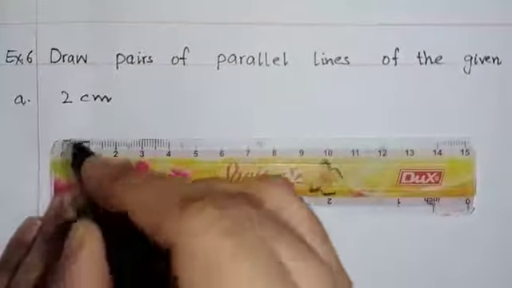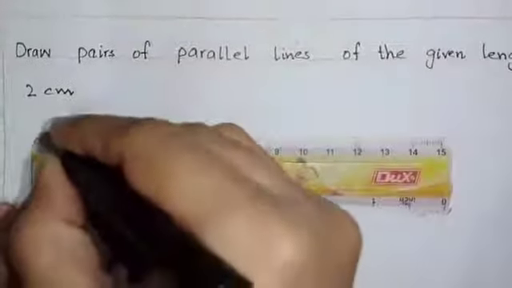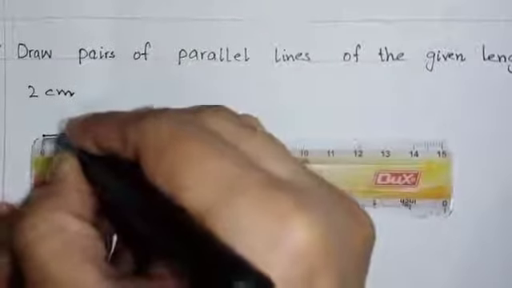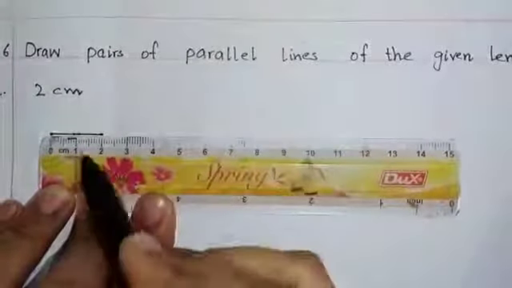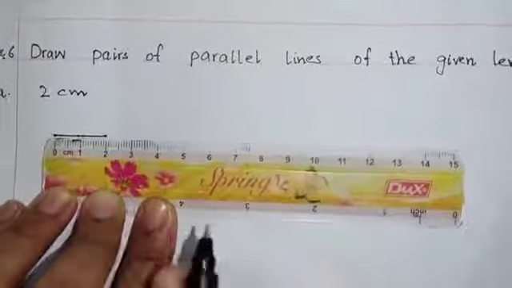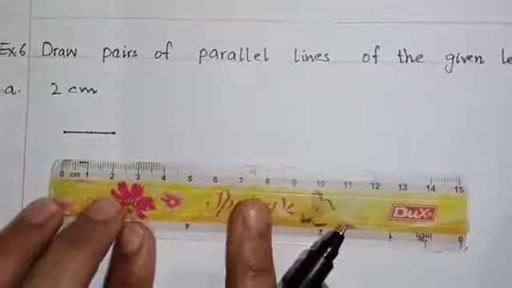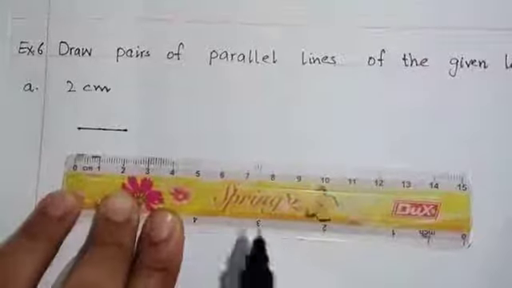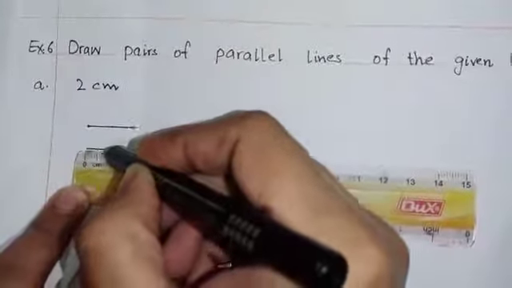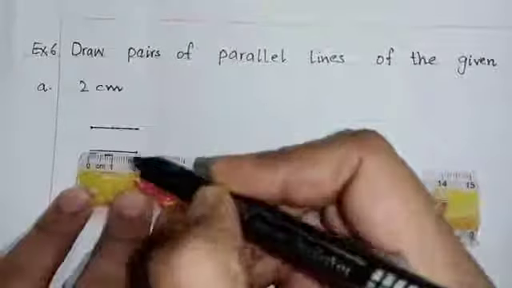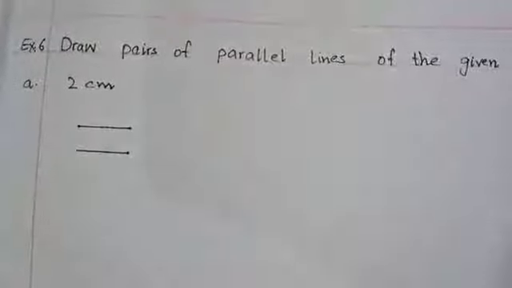Look at this, it's 0. We start from 0 and mark a line till 2. Look at this, it's exactly 2 centimeter. And now we draw parallel lines. It means we draw one more line of same length, that is 2 centimeter. Look at this, it's parallel lines of 2 centimeter.